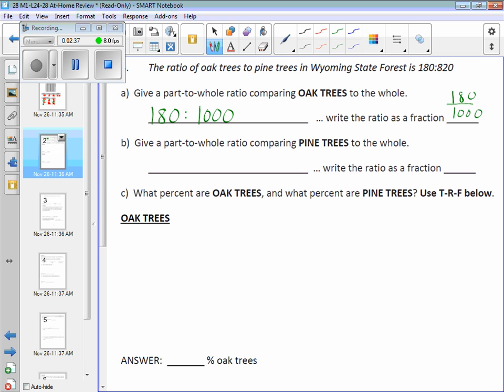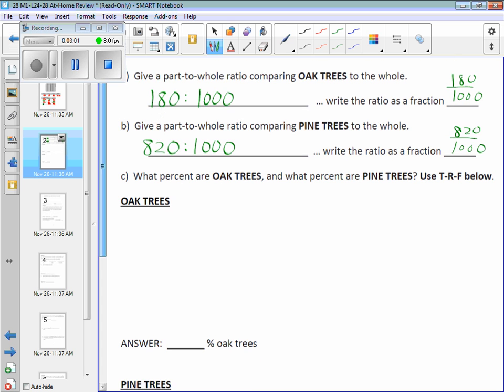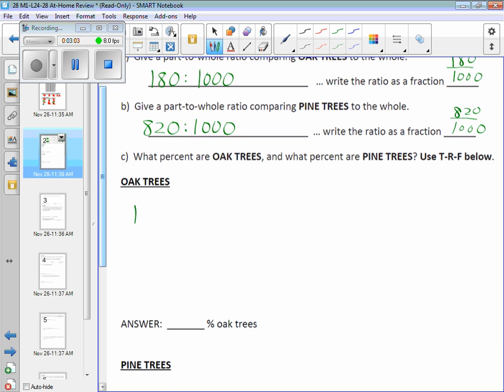Now we'll do the same thing with the pine trees. That's the second part of the part-to-part ratio. That's 820. Still out of that same 1,000 total trees in the forest. And what we have to do is try to figure out what these ratios are as percents. So we're going to set up the template ratio percent, part to whole, starting with the oak trees. And that was 180 over 1,000.